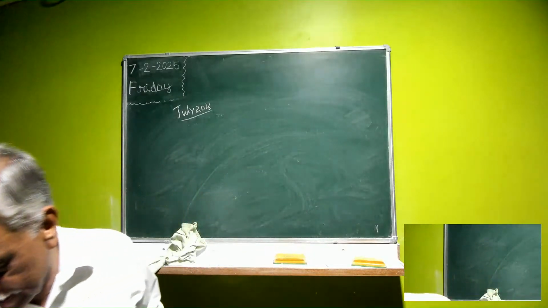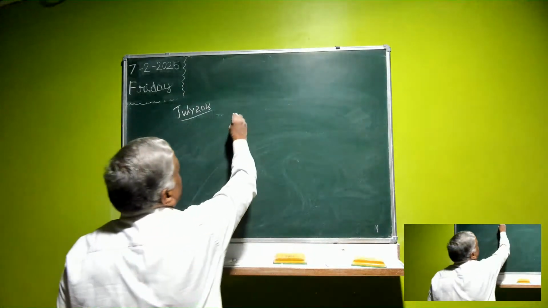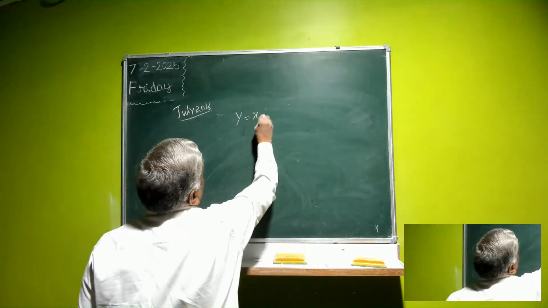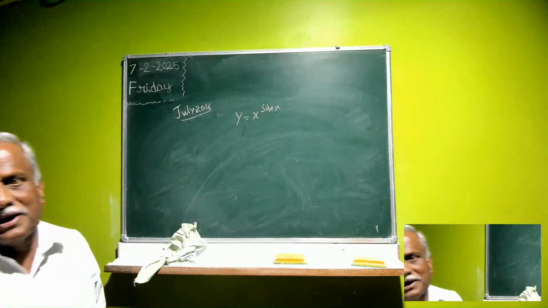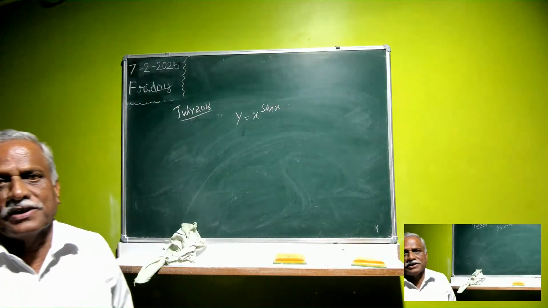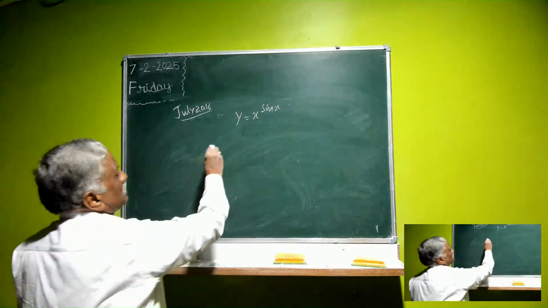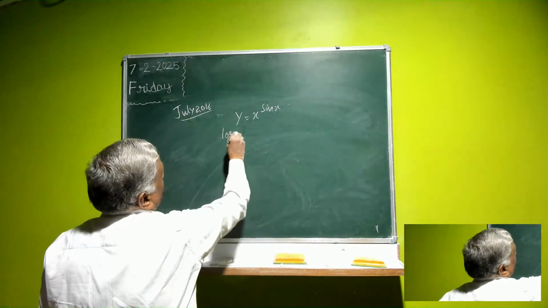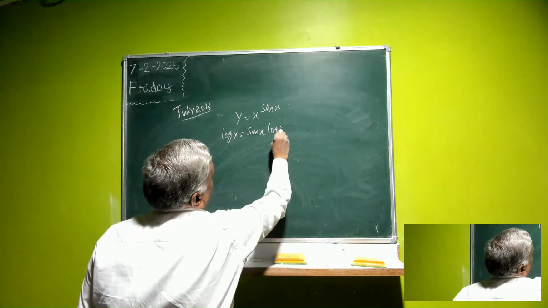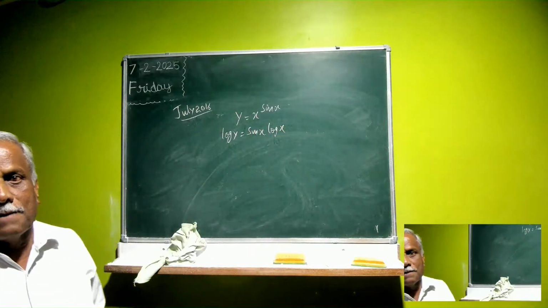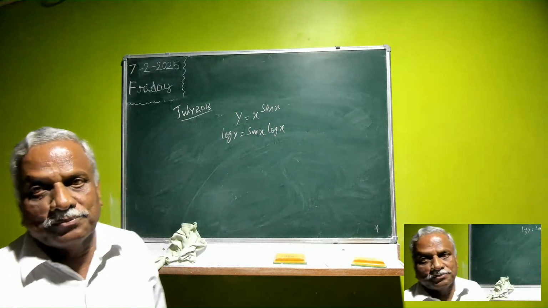I will work another problem of July 2016. With that, we are going to close the class today. Second problem of 2016: find dy by dx if y is equal to x to the power of sin x. The moment you see the power is also a function, the only way you can do it is take log. Log y is equal to sin x log x. What's the formula? Log m power n is n log m.